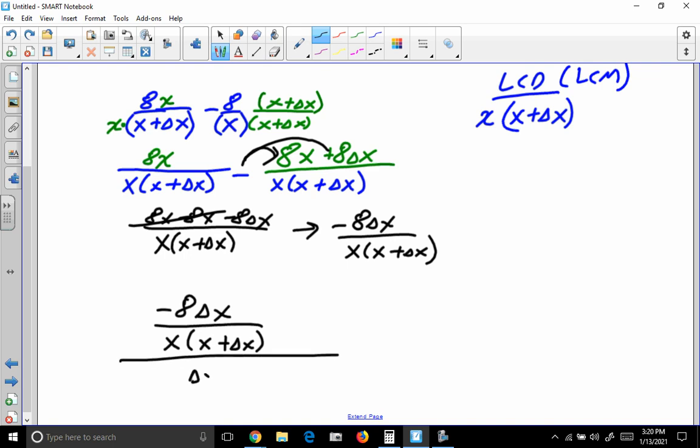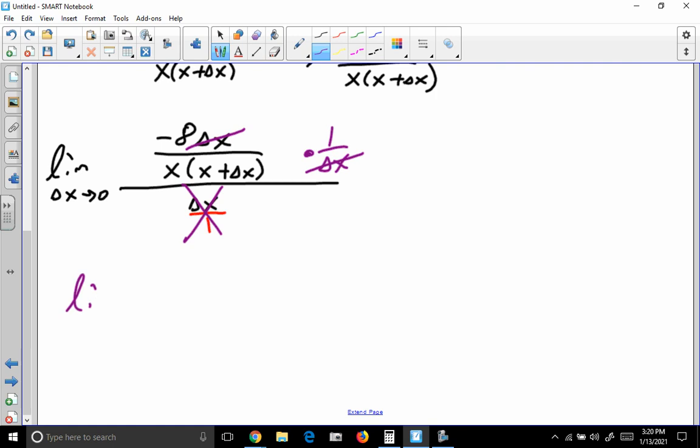All is over delta x as delta x goes to 0. This is still indeterminate. We would still get 0 on top, 0 on bottom. But this is a complex fraction. We can think of the denominator as being over 1. Instead of dividing by delta x, we can change this to multiplying by the reciprocal, which would be 1 over delta x. And in that case, the delta x's cancel. We've not taken the limit yet. All we've done is algebra.